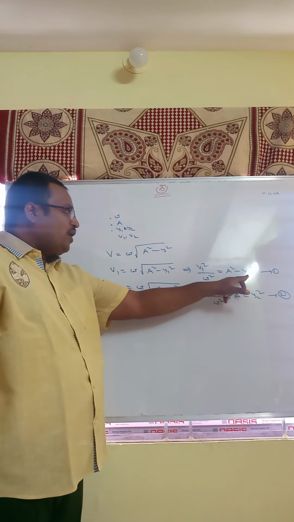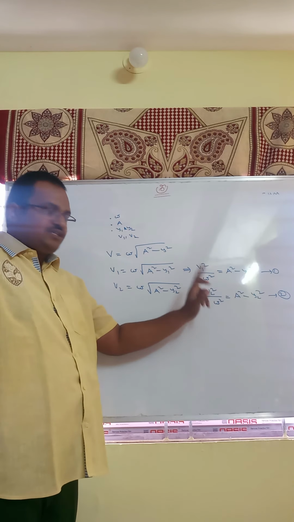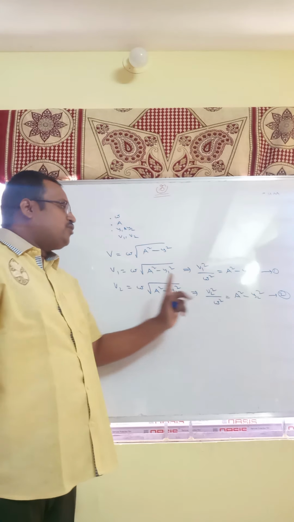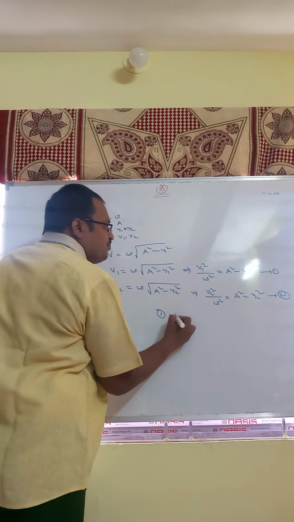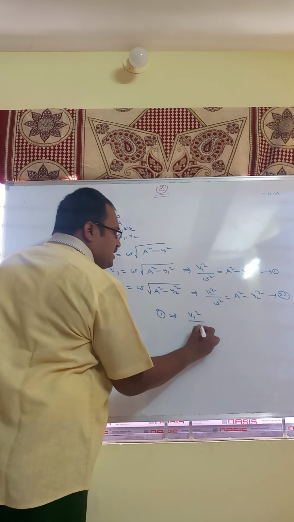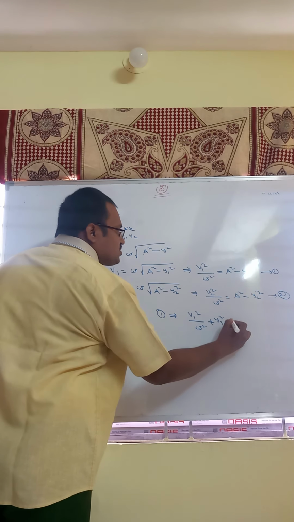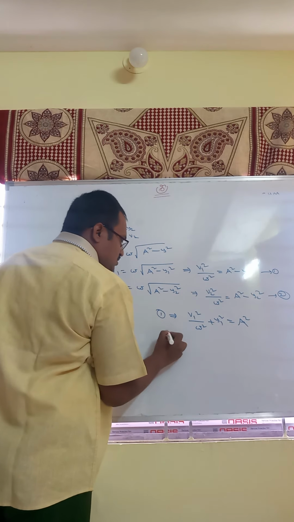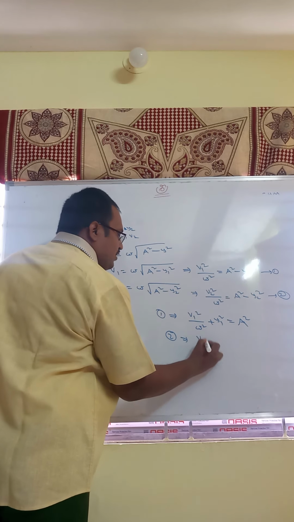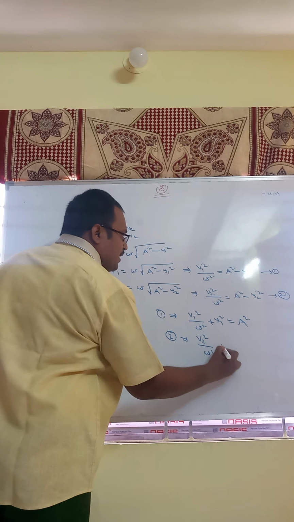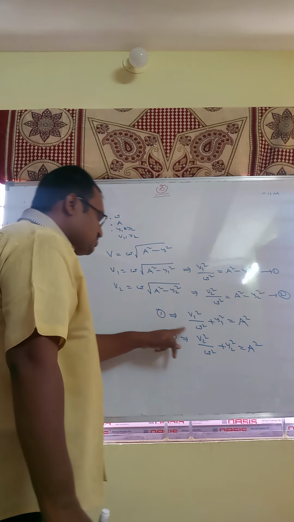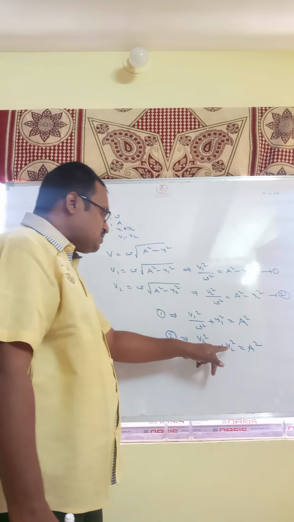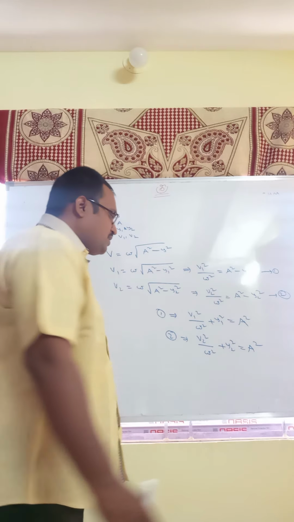We have to bring y1 to LHS and similarly for y2 also. So the equation becomes, from 1, v1 square by omega square plus y1 square equal to a square, and from 2, v2 square by omega square plus y2 square equal to a square.